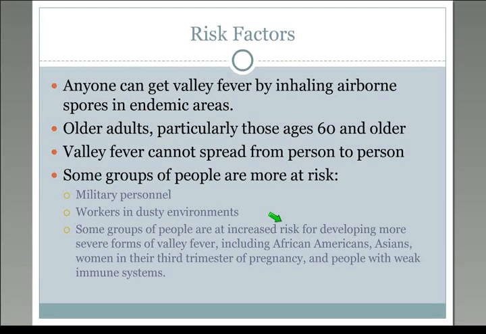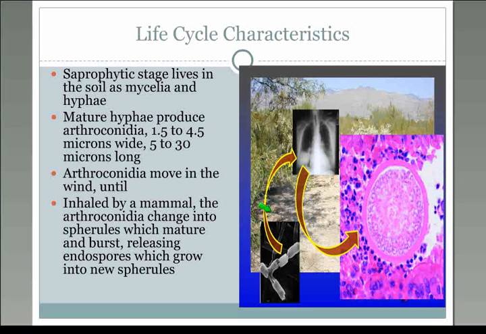So we're talking about this fungus. What's the life cycle of it like? It lives in the soil. It's saprophytic. It eats other things. It's a fungus. It's got to have organic carbon to live. It doesn't make it itself. Lives in the soil as mycelia and hyphae. The hyphae break up into arthroconidia, and they're dust-sized particles. And they move in the wind until something breathes them in.